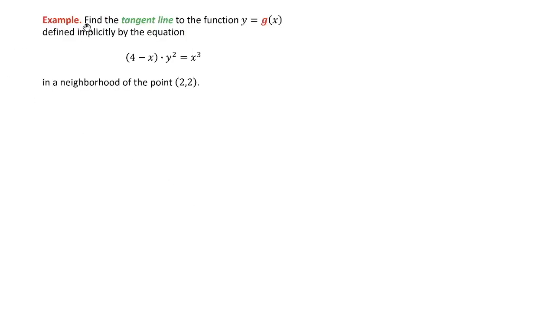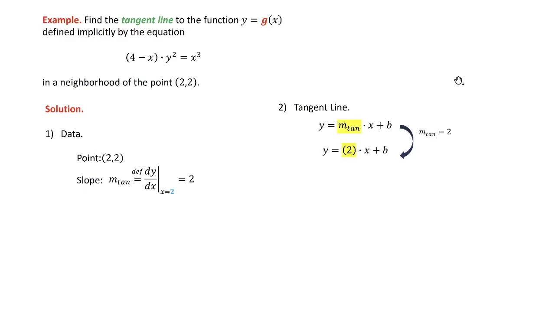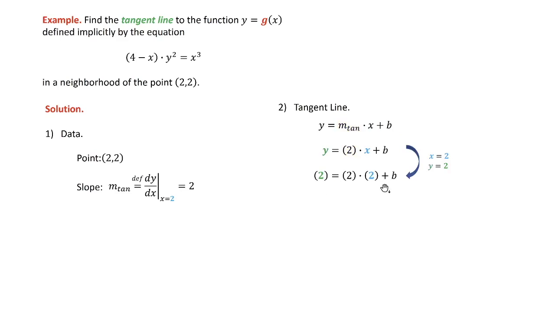Okay, so the question is, find the tangent line to this function defined implicitly by the equation in the neighborhood of this point. Again, you have the data. Explicitly I have a point, I have a slope, right? The tangent line is going to be y equals mx plus b. Plug in the slope of your tangent line, plug in your x, y data, solve for b. And that's it.